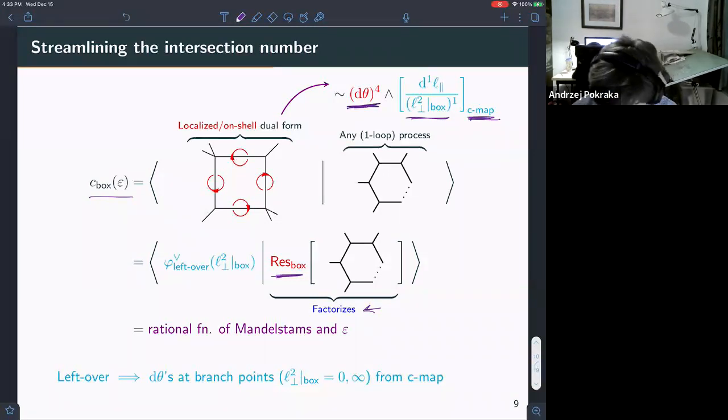So when everything's all said and done, this leftover piece will have some d thetas at the branch points, and that will take additional residues. And in the end, we obtain the box coefficient, which is just a rational function of Mandelstams and epsilon.